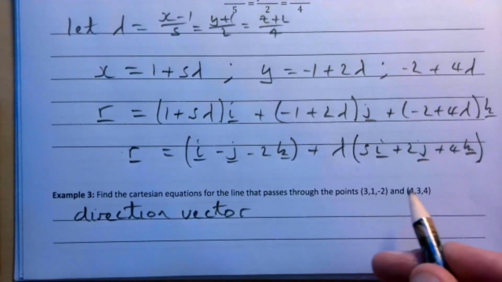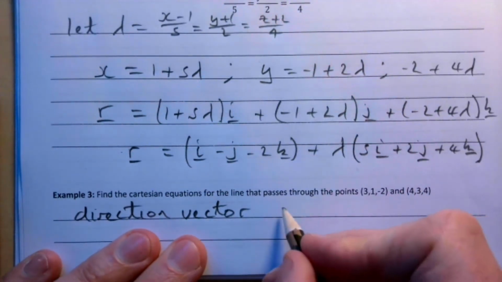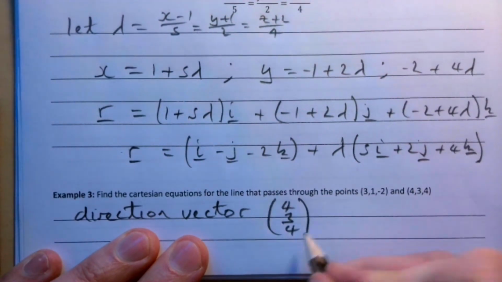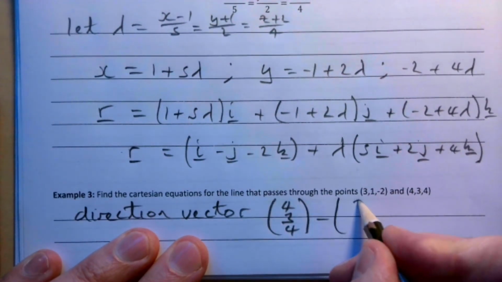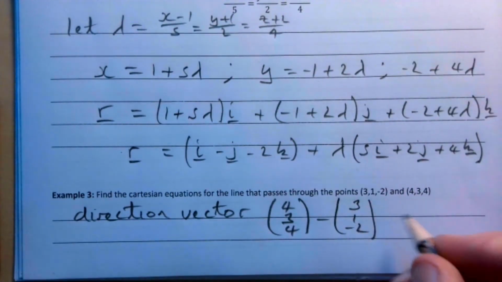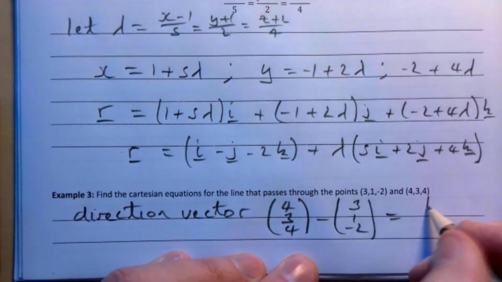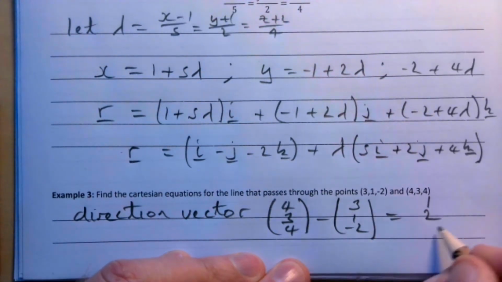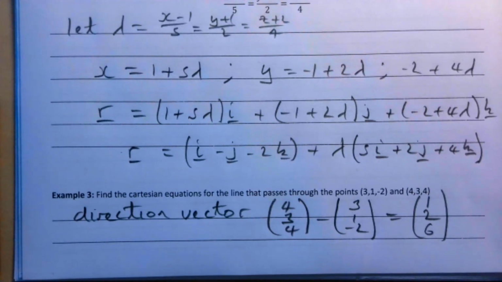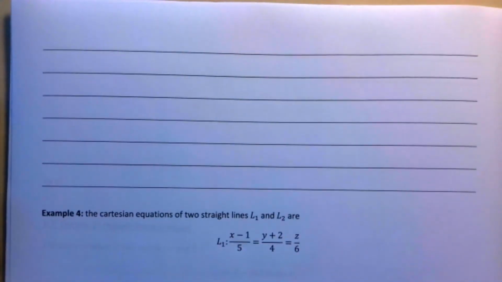So direction vector, how do you do that? If we do one of these, take away the other one. So I'm going to go for 4, 3, 4, subtract 3, 1, minus 2. You can do it the other way around if you wish. That'll be fine, but that's going to give us 1, 2, 6. So that's going to be the B part. So let's go then to the next page. I'll fill it in.